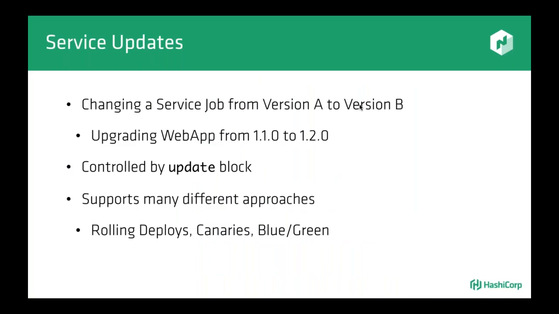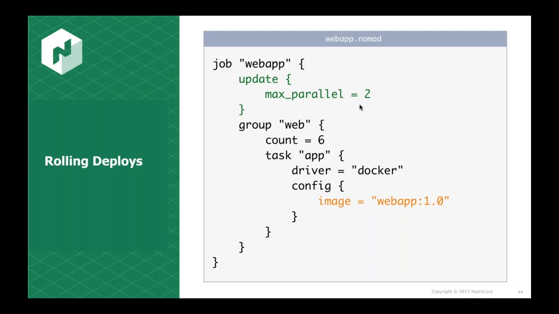So when we talk about the service updates, what we're talking about primarily is as we're changing an existing job from running, let's say, version A to version B. An example might be we have our web app, and we're upgrading from version 1.1.0 to 1.2.0. There are many different methodologies by which we can do this. All of them are controlled by the same update block within Nomad. The update block lets us control as a developer what we want our semantics to be, how we want to actually do this upgrade. And there are 3 primary approaches that we support now: one is rolling deploy, one is canaries, and one is blue-green. We'll touch on each of these.